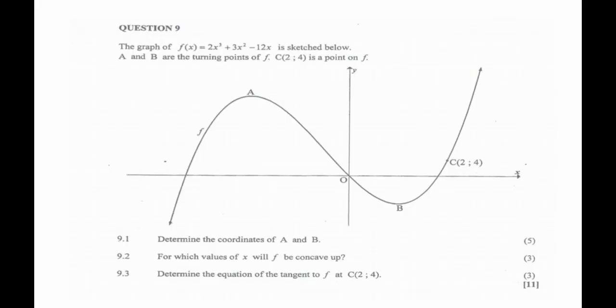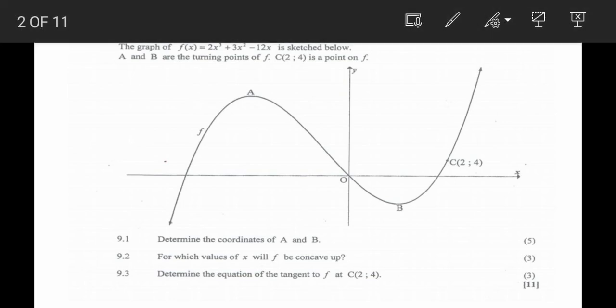So we have question 9. It says the graph of f of x equals 2x cubed plus 3x squared minus 12x is sketched below. A and B are the turning points of f. C(2; 4) is a point on f, as we can see here. So 9.1 says determine the coordinates of A and B.